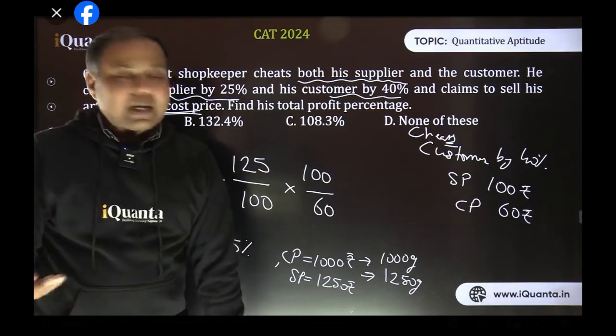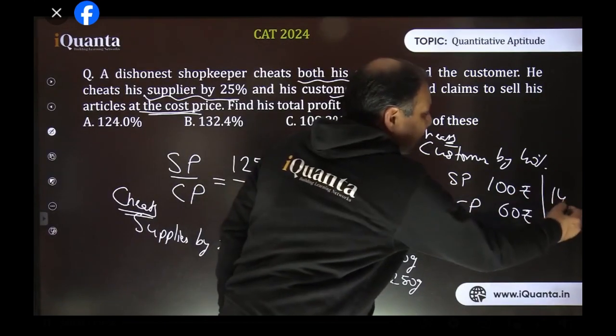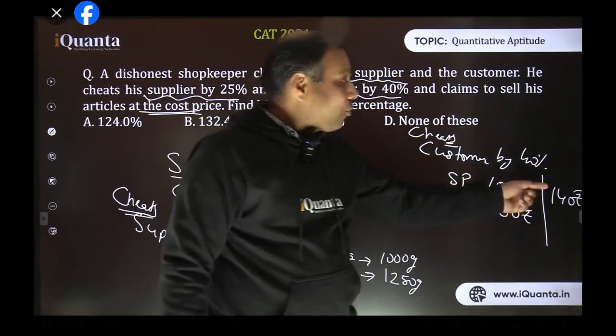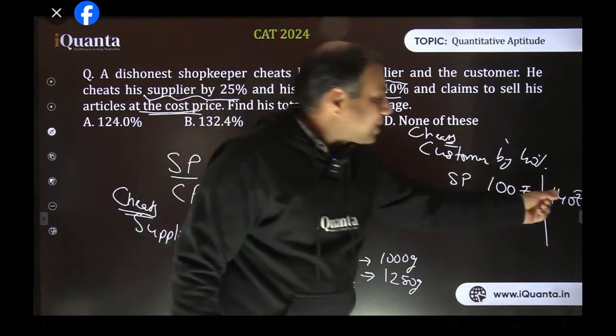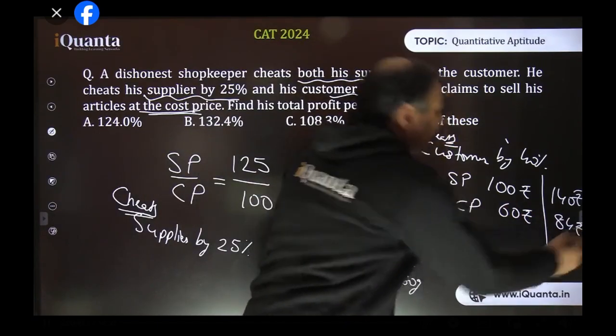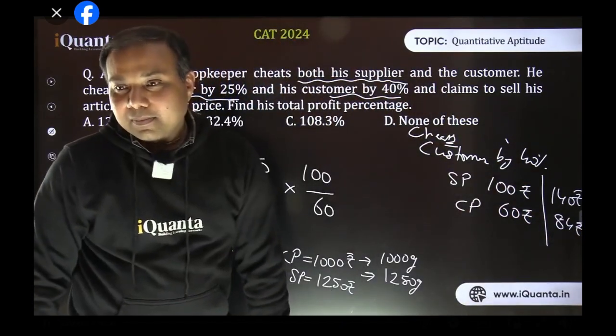If it had been 140, suppose for a moment we take the selling price as 140. Suppose the customer is paying 140 rupees. So what would be the CP? Will it be 100? No, he's giving 40% less quantity. That means 56 rupees worth of goods less. So if we reduce 56, that would be 84 now. 56 has to be reduced from that, right? Is it fine?